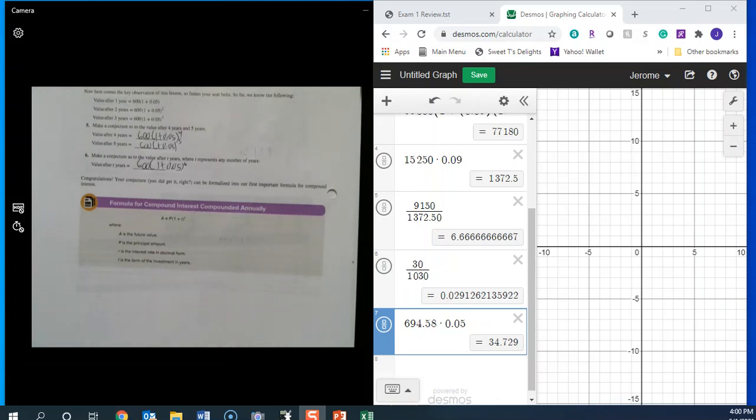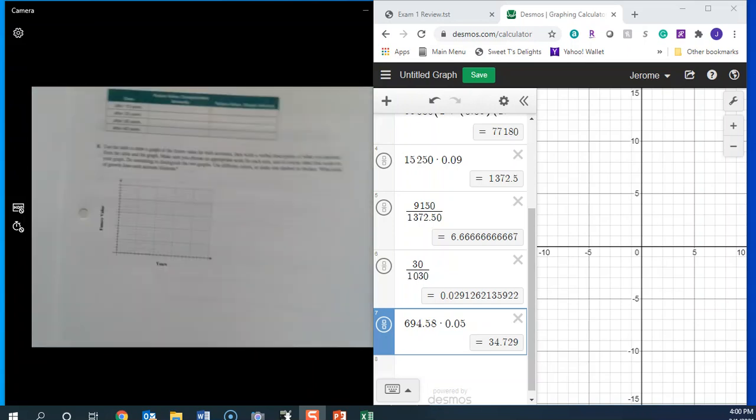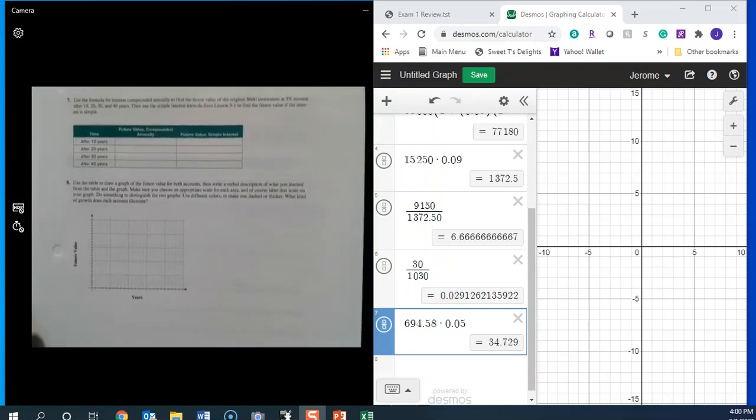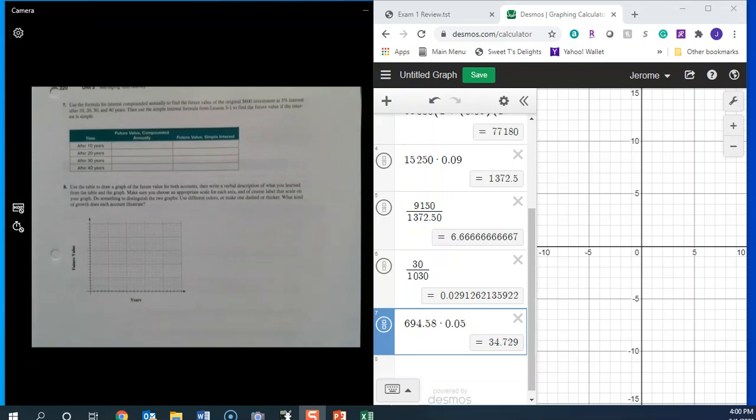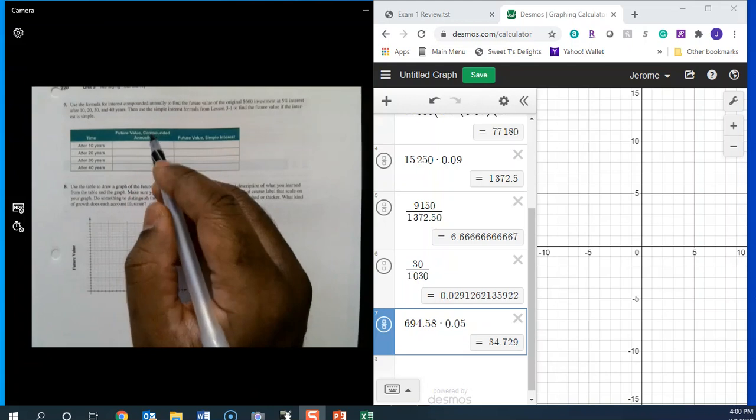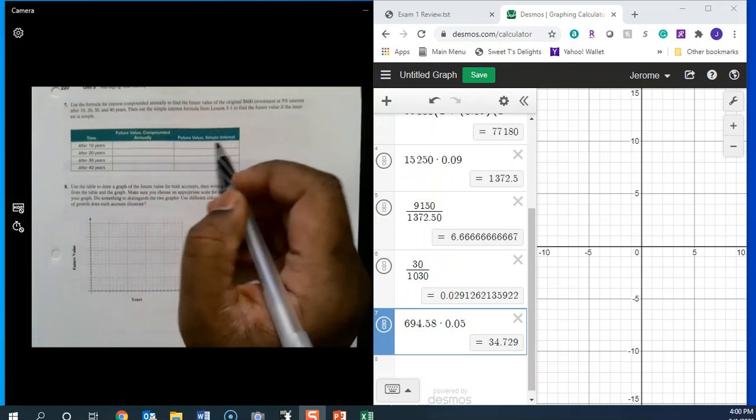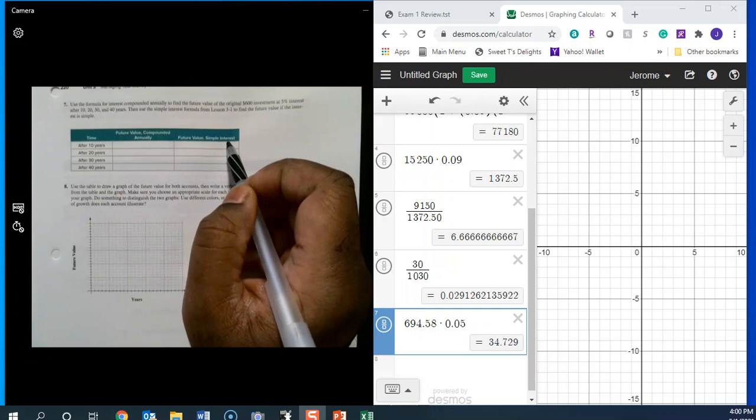Okay, now we need to go over to page 220. It says here, use the formula for interest compounded annually to find the future value of the original $600 investment at 5% interest after 10, 20, 30, and 40 years. Then use the simple interest formula from lesson 3.1 to find the future value if the interest is simple. So now they want us to do the compounded annually versus the future value of simple interest.